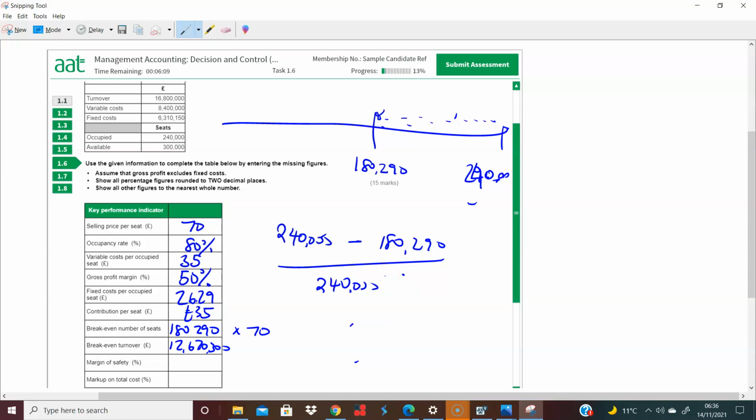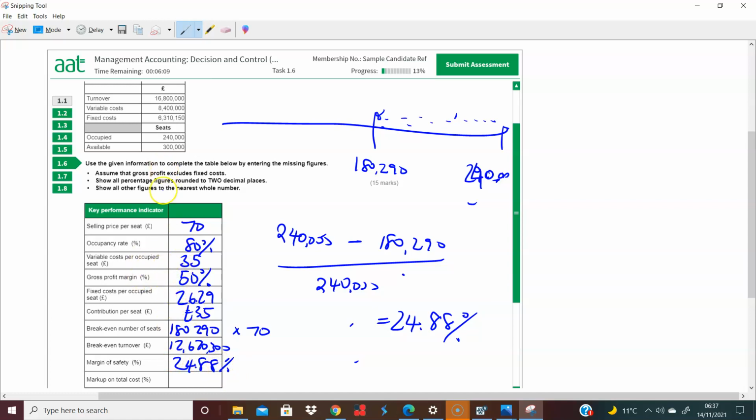240,000 minus 180,290, divided by 240,000. Of course, and there you have 24.88, because if you do it on your calculator, you see that you carry on for a little, 88%. So you have 24.88% as your margin of safety.